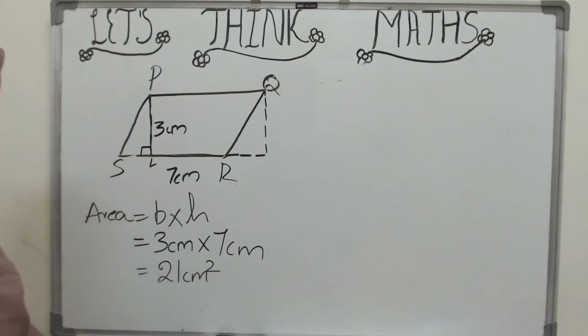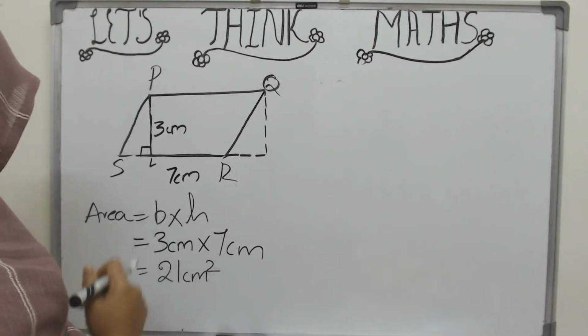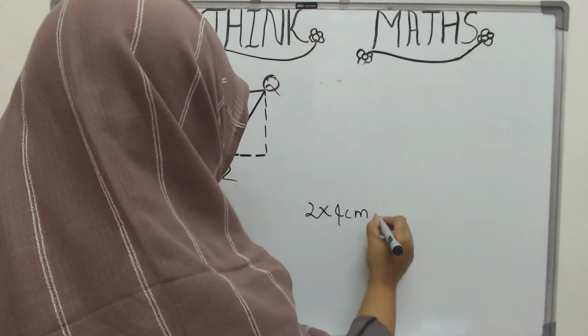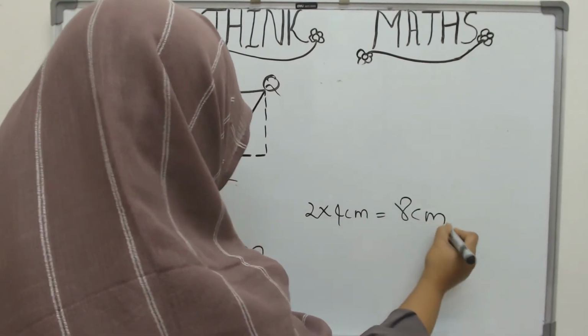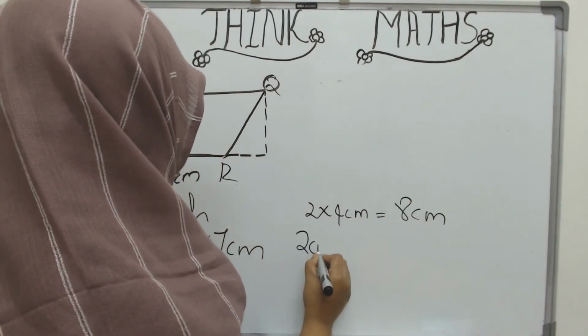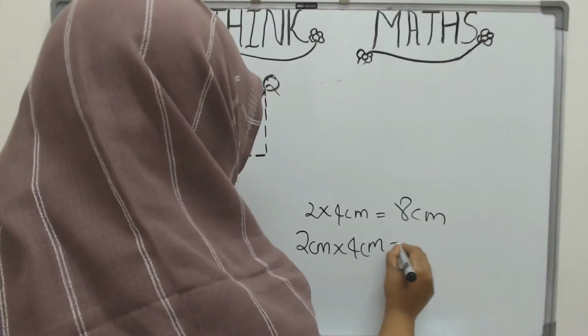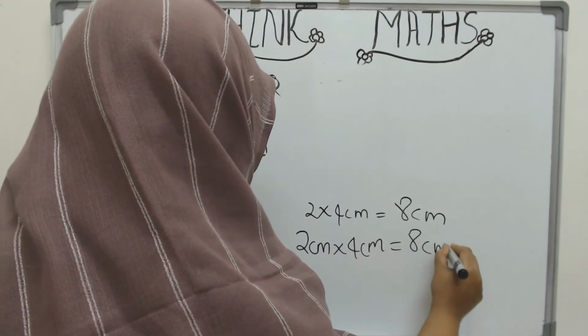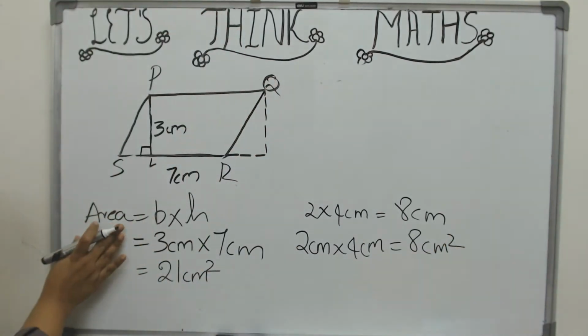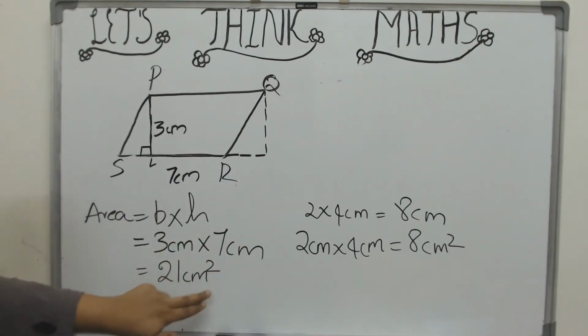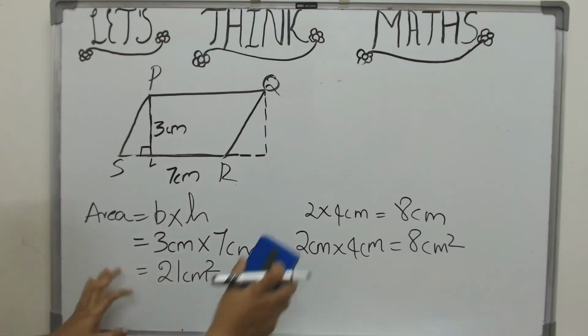Now again we discussed these units in the previous class itself, right? If we do 2 into 4 centimeter, it will be 8 centimeter. But at the same time, if you multiply 2 centimeter into 4 centimeter, then that will be 8 centimeter square. That is why areas are always measured in square units. We already discussed that, but I just wanted to mention it, that the area has centimeter square.